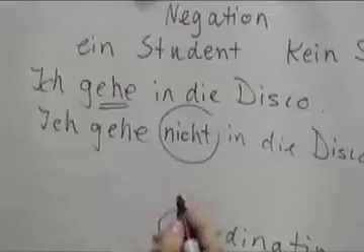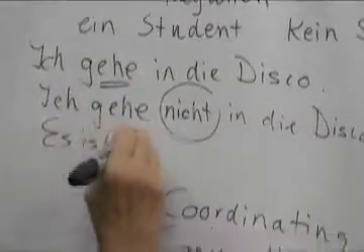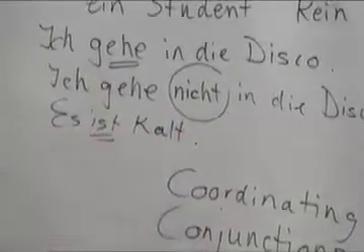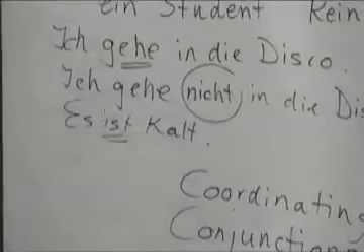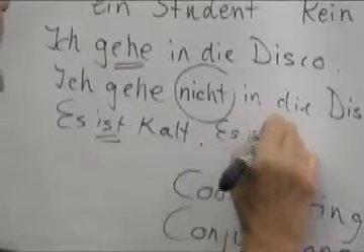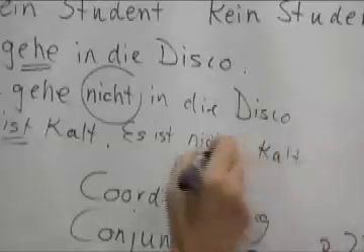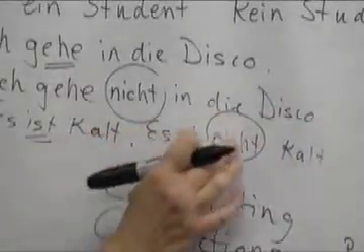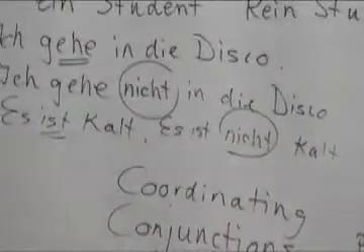Another example would be es ist kalt. It is cold. Again, we have a verb in the sentence, es ist kalt. And we want to say that it's not cold. So what do we do again? We stick a nicht in it, right? Es ist nicht kalt. There we go. It's almost like English. It is not cold. That sentence you can translate straight from English into German.